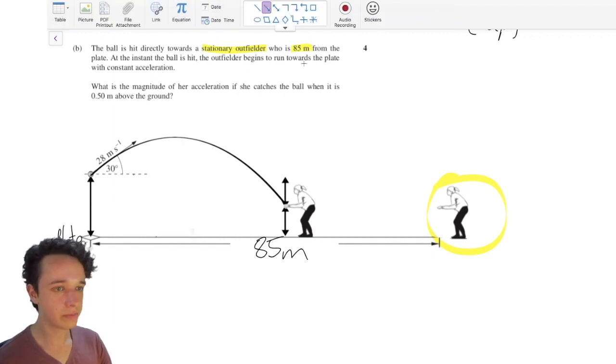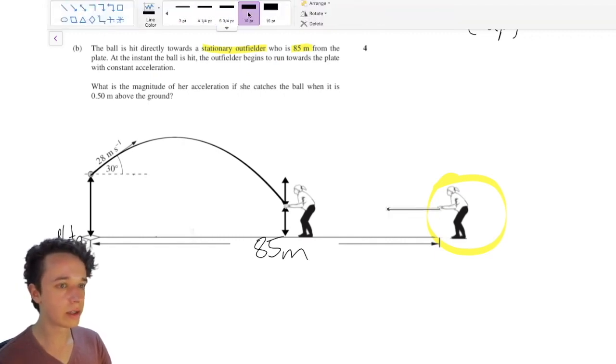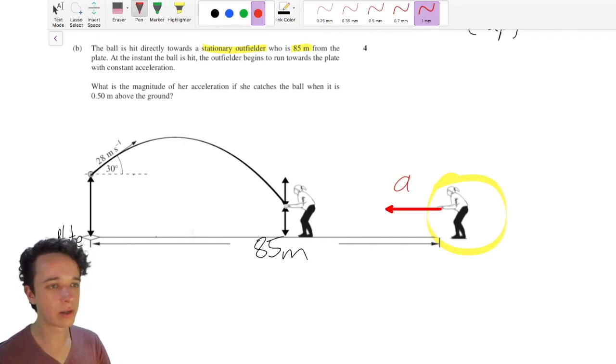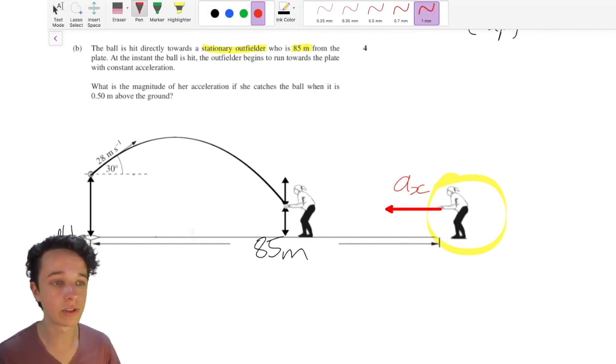At the instant the ball is hit, the outfielder begins to run towards the plate with a constant acceleration. All right, so at the instant the ball is hit, this person starts running with some constant acceleration. I'm going to draw it in red. All the information in red is going to be associated with the outfielder, and all the information written in blue I'm going to associate with the projectile.